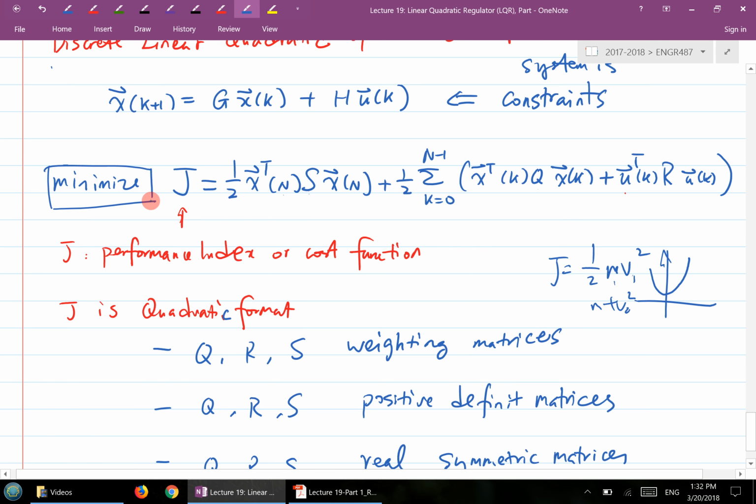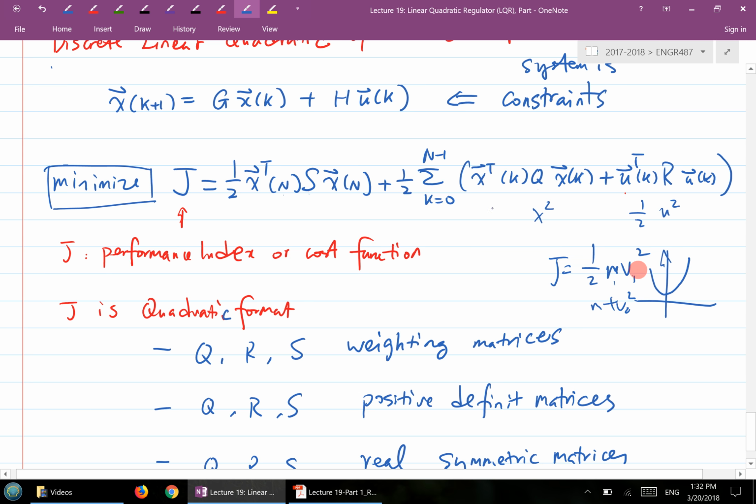Second of all, let's take a look at the formatting of the J here. The writing of the J is in the format of quadratic, like mv squared. Here is like a u square, here is like x square. And what is our u here? U is the control input. And x, if it's one of the x, position or velocity, this is like a v square, isn't it? And 1/2 mv squared we have learned represents the kinetic energy.